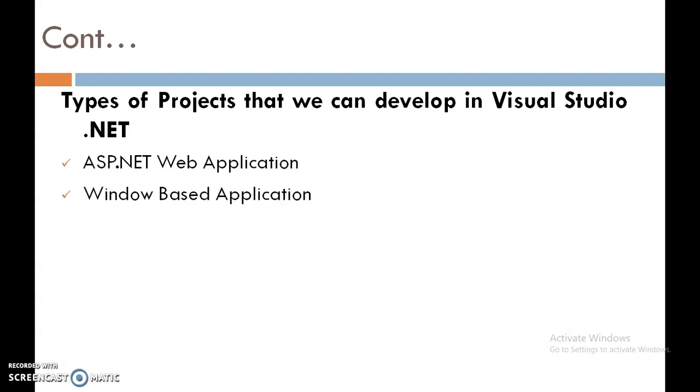Then the second project is Windows-based application. A Windows-based application is a user-built application that runs on the Windows platform. It has a GUI provided by Windows Forms and is accessible from the system in which it is installed. It is also known as a desktop application. Examples of Windows-based applications are library management system and school management system, which is specific to a particular school or college.